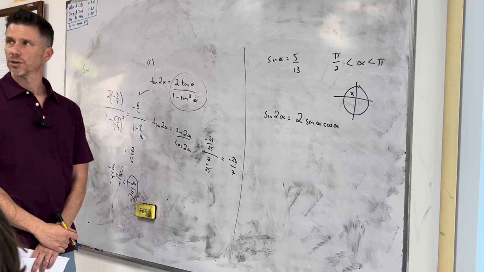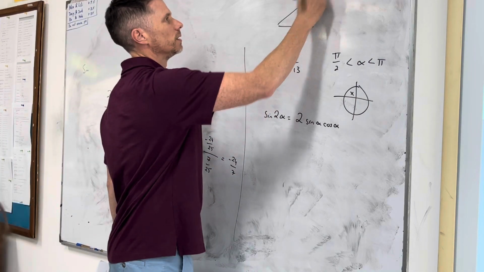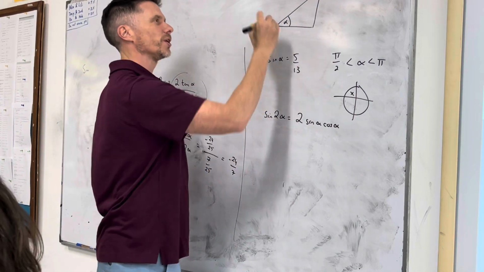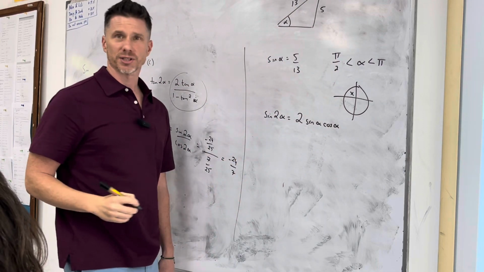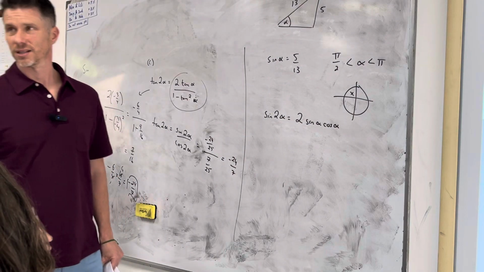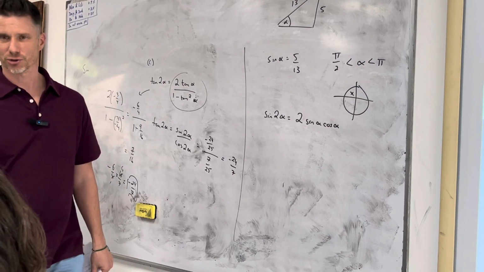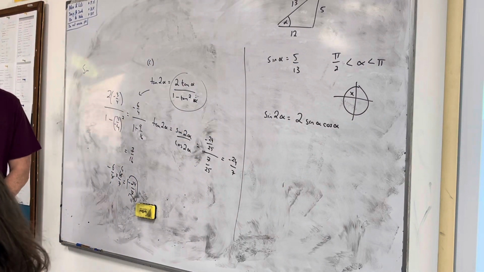We should go back to the triangle. Pythagoras defined that. Yes, very good. If you have an alpha here and you know the opposite side is 5 in the ratio 13, what's this other side going to be? 169 minus 25 is 144. It's one of our Pythagorean triplets, 12.